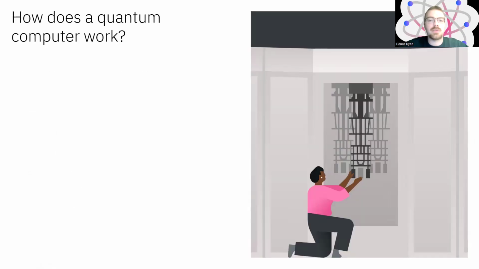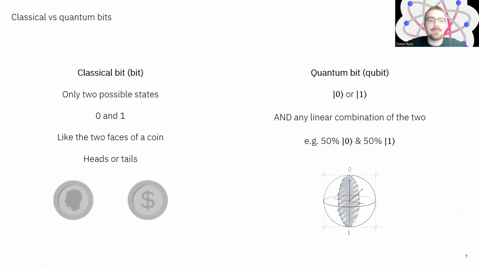So, now that we've established why it is interesting to use a quantum computer, we'll take a deeper look into how exactly they work. So, as explained before, we have a classical bit where it is 0 or 1, like a light switch which is either on or off, or a coin where it is heads or tails. Two very well-defined states where they are always one or the other.